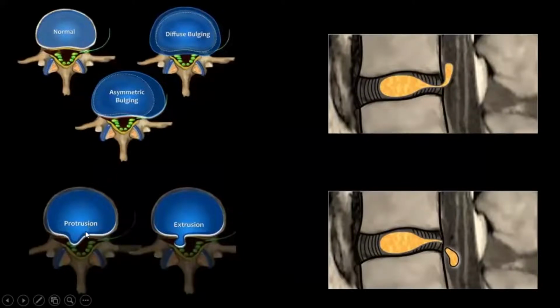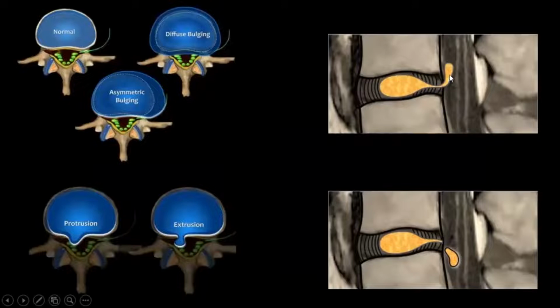You can have focal disc herniations as well. Technically speaking, if the base is broader than the summit, this is known as a protrusion. If the base is narrower than the summit, this is known as an extrusion.